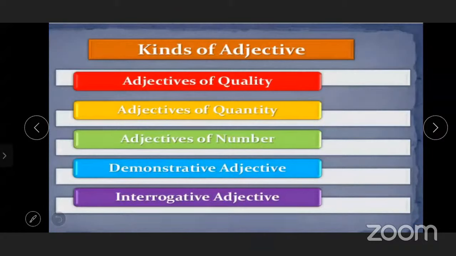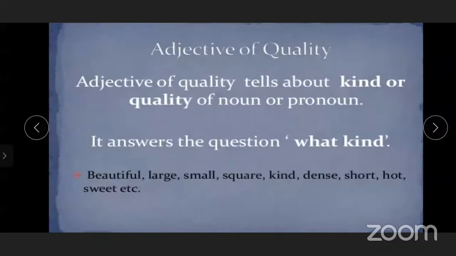Now, there are types of adjectives. There are some kinds of adjectives. These are adjectives of quality, adjectives of quantity, adjectives of number, demonstrative adjectives, and interrogative adjectives. Okay, so first we will see adjective of quality.